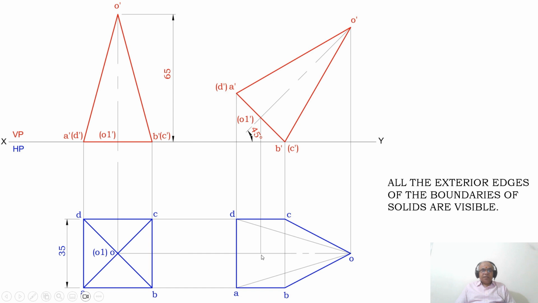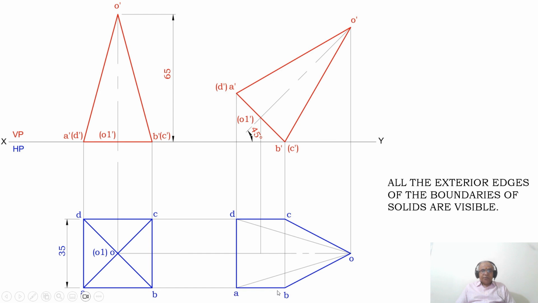Then similarly, you draw a vertical projector from B dash and C dash to the top view and draw a horizontal projector from B and C to the second position top view. And these two lines will intersect at these 2 points. You mark this point as B and you mark this point as C. Then draw a vertical projector from O dash to the top view. Draw a horizontal projector from O1 to the top view, and these two lines will intersect at this point. You mark that point as O.